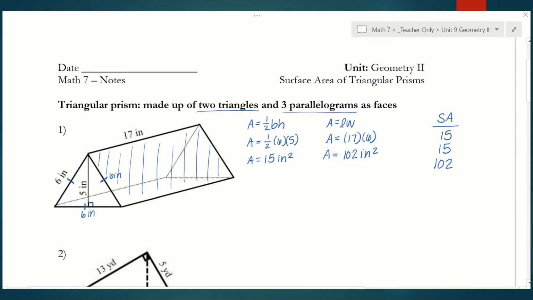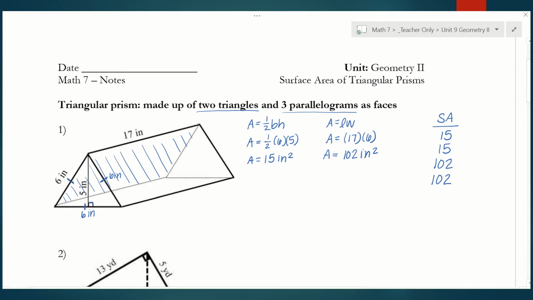Okay, now the next side we need to do is kind of the left side of our tent, I'll call it. So that's this back side here. Can you guys see that? Okay, so that rectangle has a length and width of 17 by 6. So it has the same exact area as the right side. So I'm going to put another 102 there.